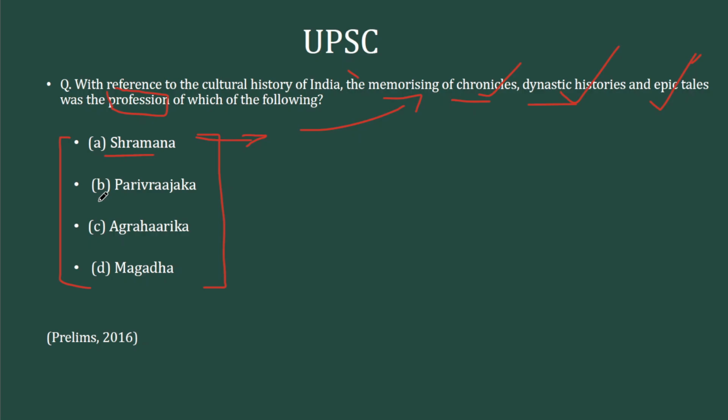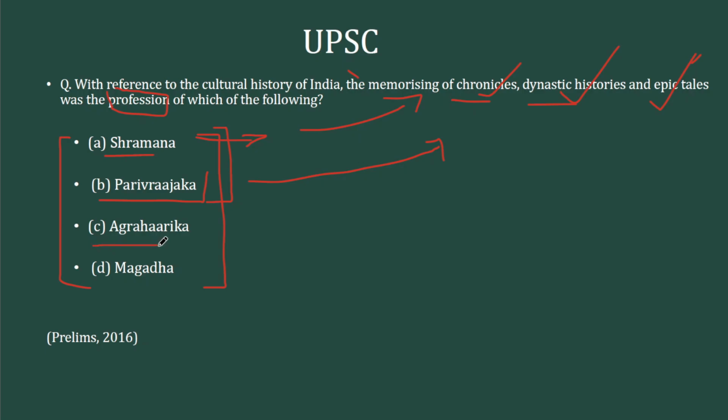Come to the second option, Parivrajaka. Parivrajaka is a term that means wanderer. Buddha was a Parivrajaka. Mahavira was a Parivrajaka. So if they are wanderers, they are not memorizers and they are not dynastic historians either. So this again is an option with very little weightage. These are 2 options that have very little weightage in this context.